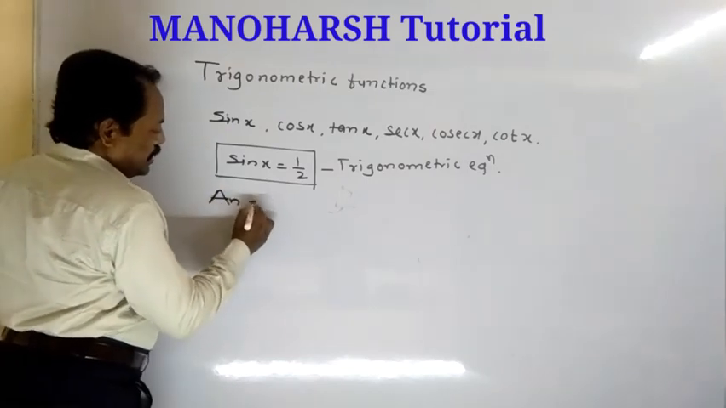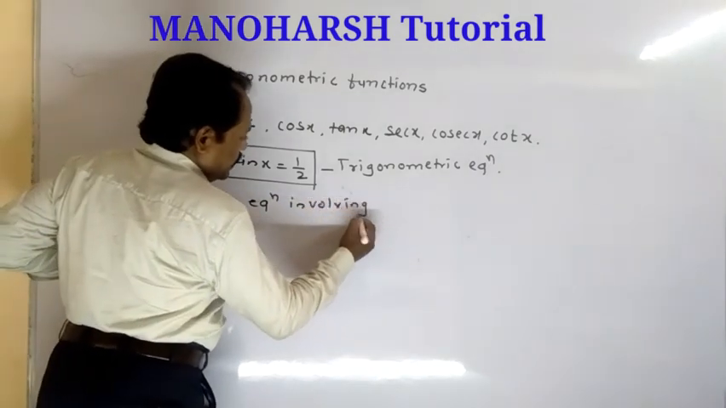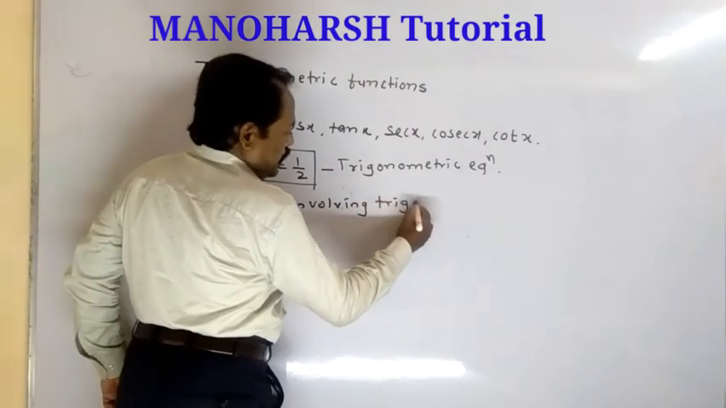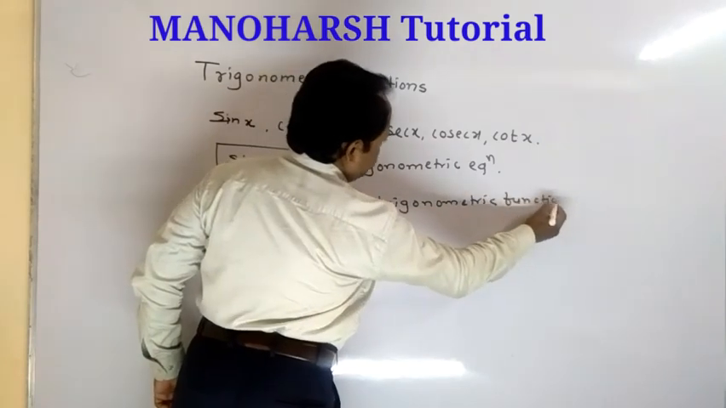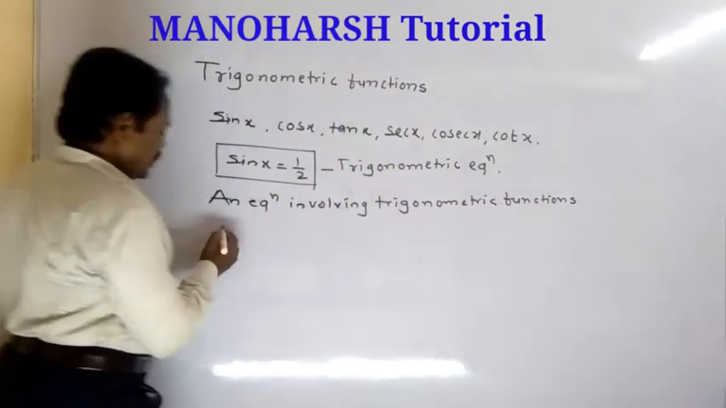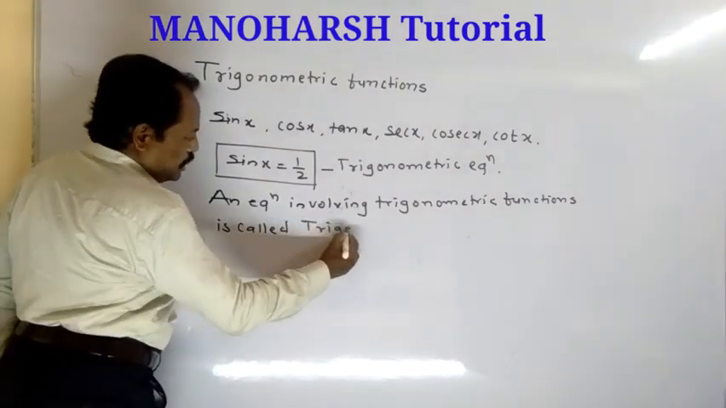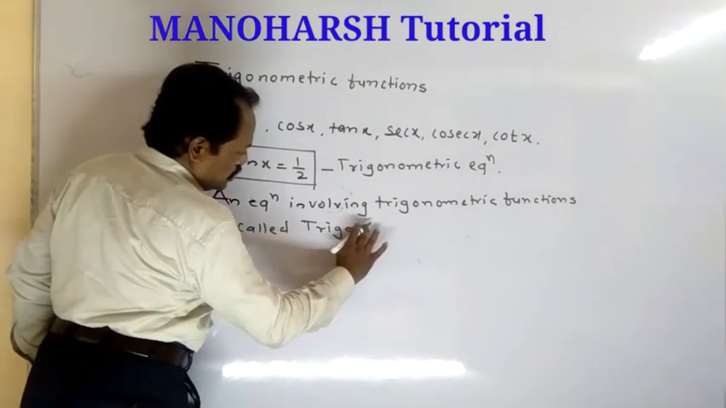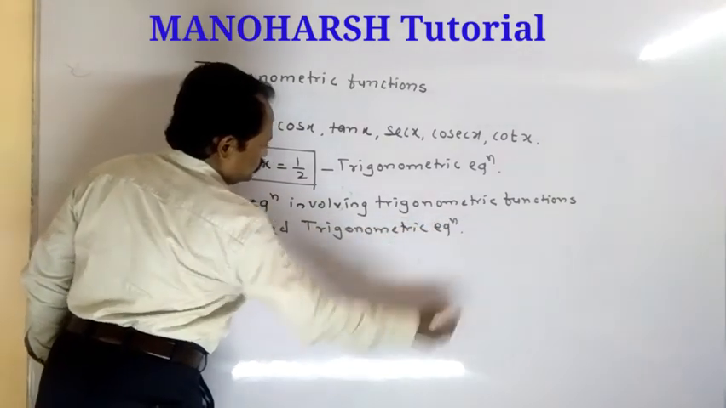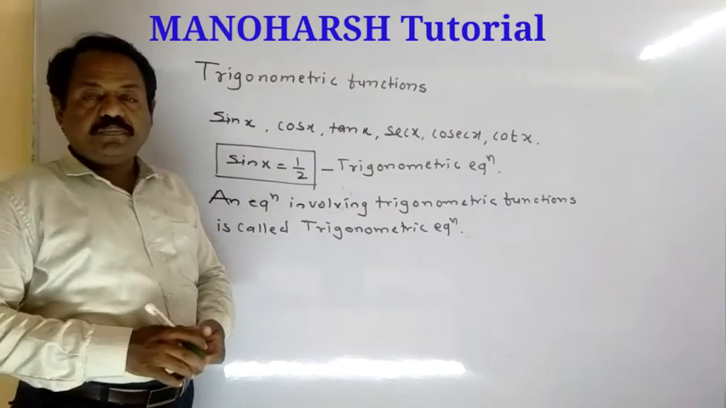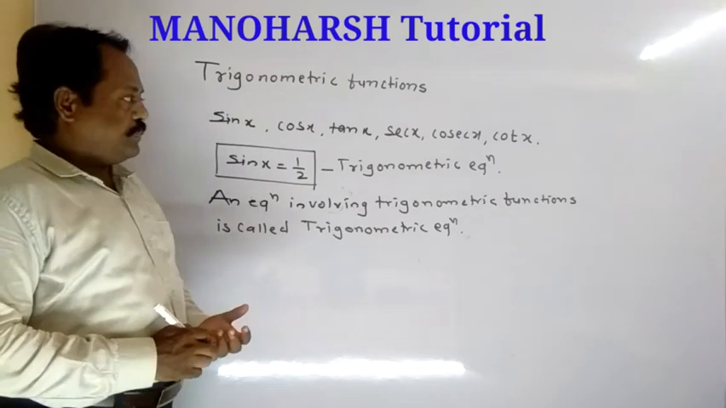An equation involving trigonometric functions is called trigonometric equation. So we know the trigonometric equation. An equation involving trigonometric function is called trigonometric equation.